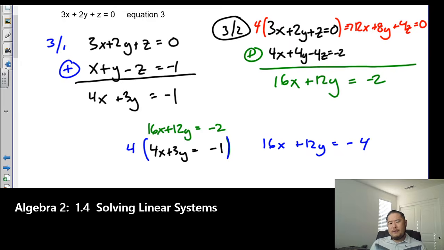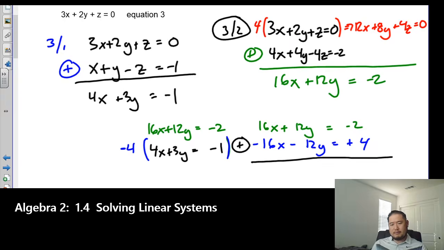And actually, if I add things together, does this work out? Because 16x plus 16x, that's no elimination. So how about this? We've got to make sure that we multiply the bottom by negative 4. So now I have, let's change our signs, negative 16x minus 12y, and then this will become positive 4. And then we still have the top equation, which is 16x plus 12y is equal to negative 2. So right here, all of this together, let's add things up.